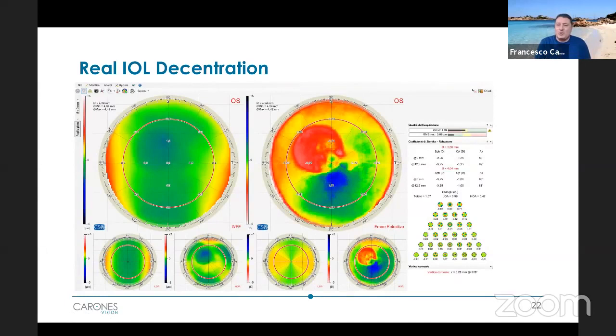And I think it's important to measure and to assess these decentrations, especially in all these refractive IOL patterns, presbyopia correcting refractive IOL patterns.